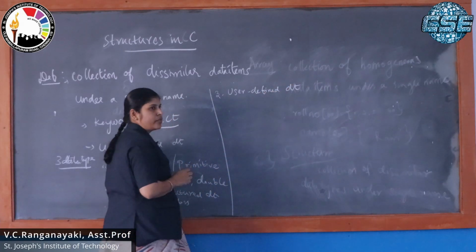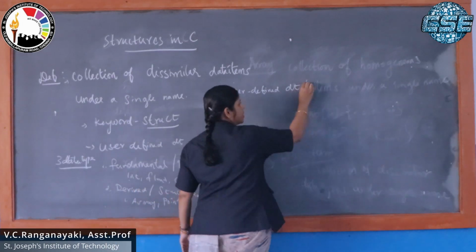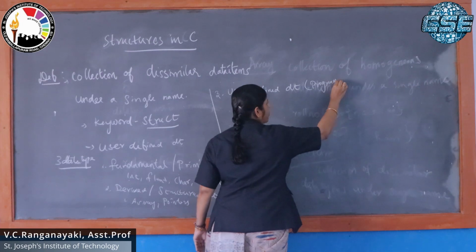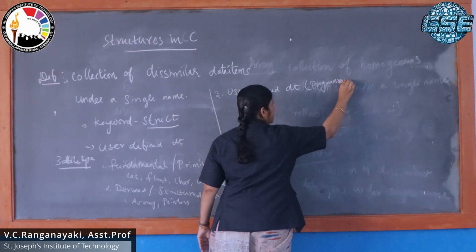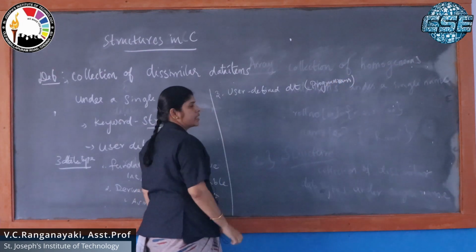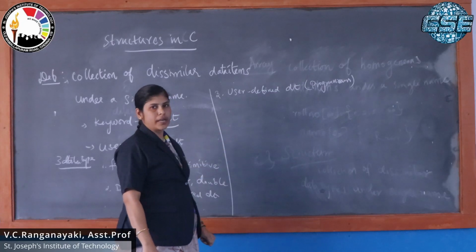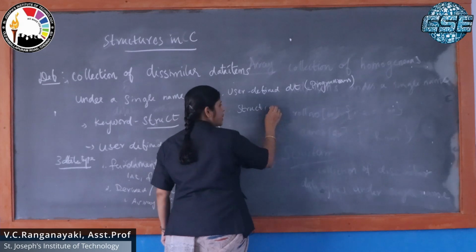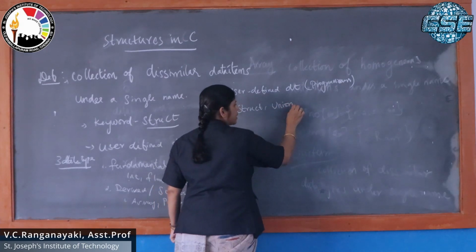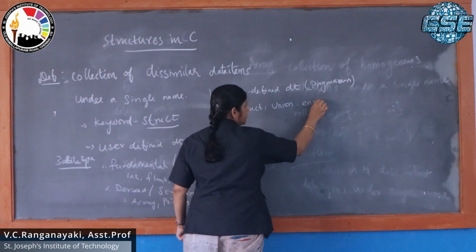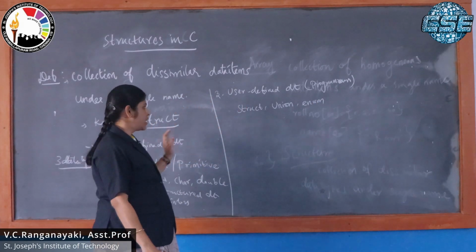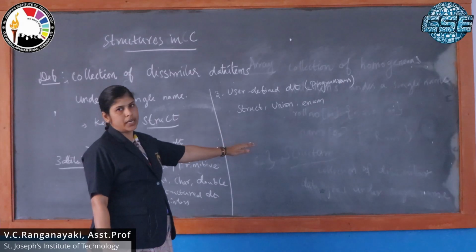User defined data type. In that, users, meaning programmers, define the data type according to our usage. For example, struct, union, enum. So these are the user defined data types. So structure is a user defined data type.